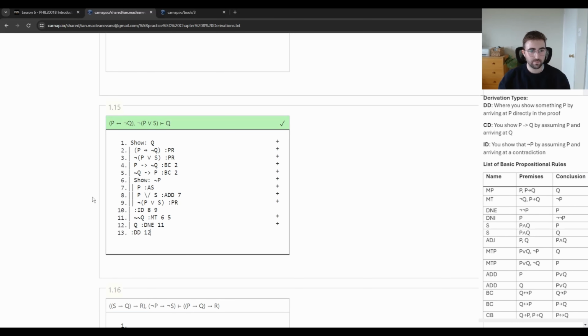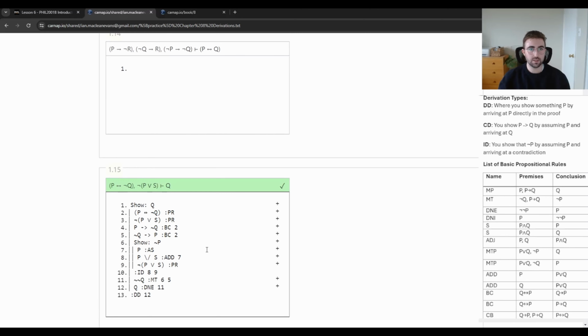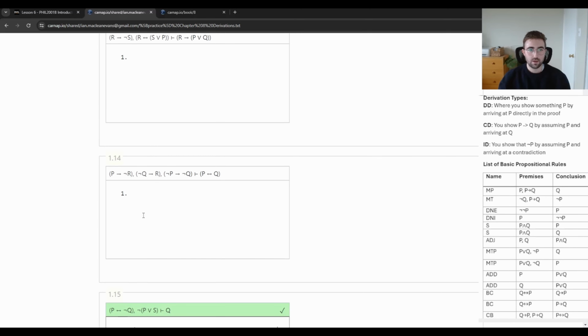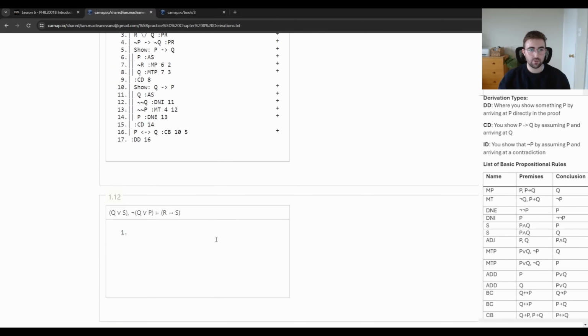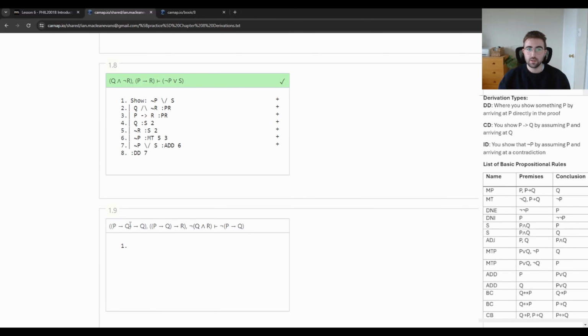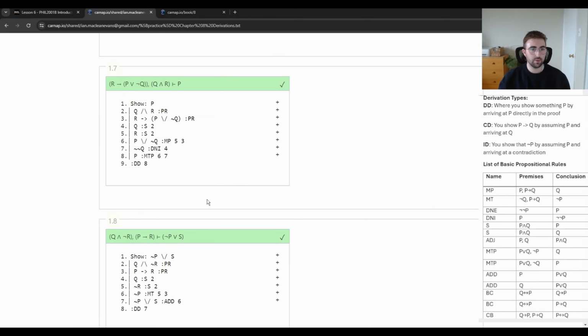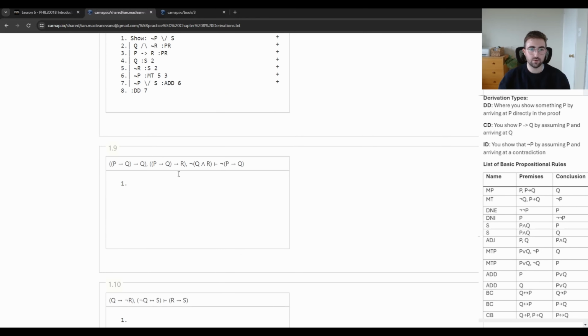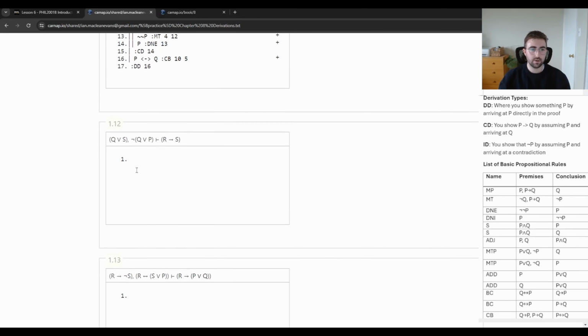Okay, great. So I have definitely used simplification. I've used BC and CB. I've used adjunction, I think. I've used modus tollendo ponens. Okay. So I was showing you examples where everything is used, I believe.